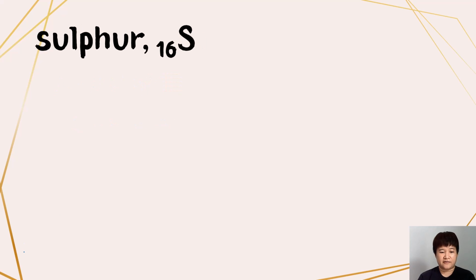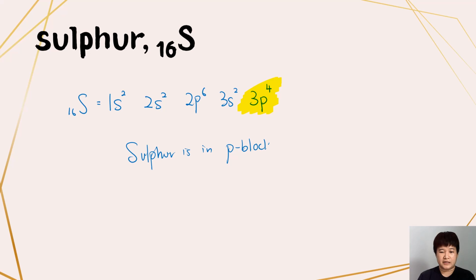Next, I have sulphur, 16. Start off the electronic configuration with 1s2, 2s2, 2p6, 3s2, 3p4. You can see that the last electron goes into the p orbital. So where do you think sulphur is located? Sulphur will be in the p block because the last electron that we put in is in the p orbital.